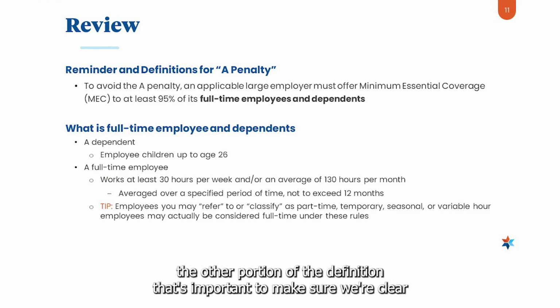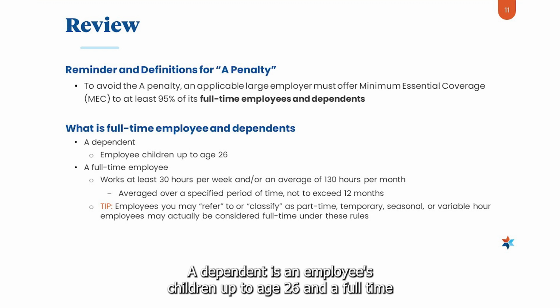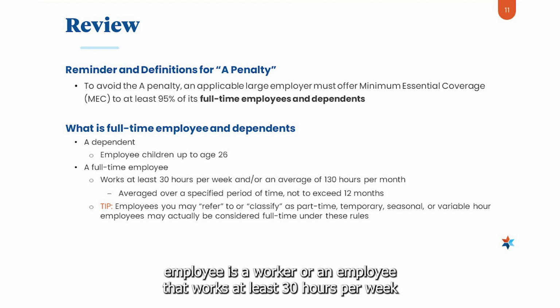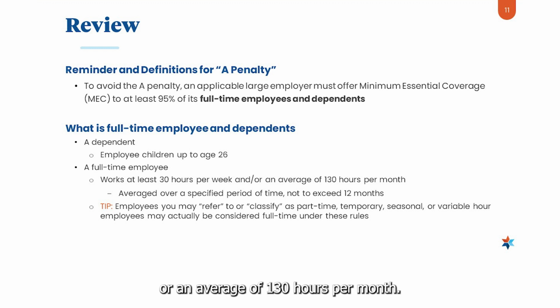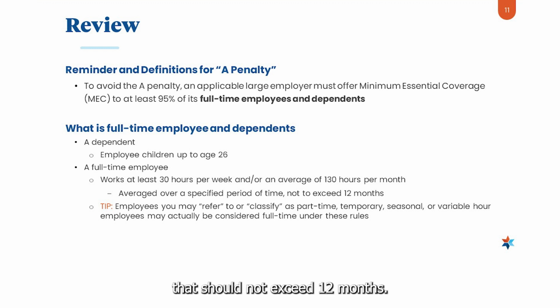The other portion of the definition that's important to make sure we're clear on is what full-time employee means and what dependents mean. A dependent is an employee's children up to age 26. And a full-time employee is a worker or an employee that works at least 30 hours per week or an average of 130 hours per month. And that average is usually calculated based on a period of measurement that should not exceed 12 months.